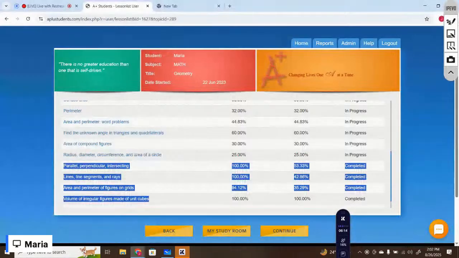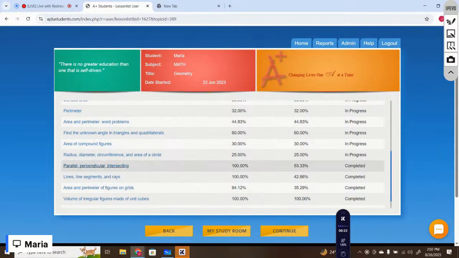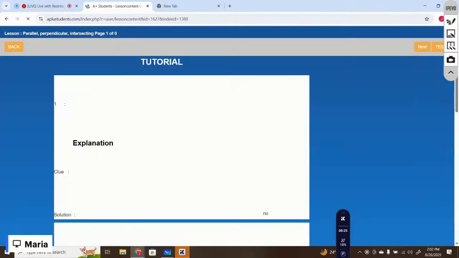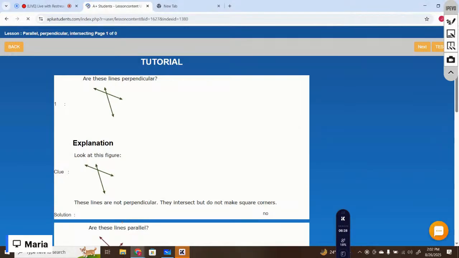Here I am on grade 5 math. The chapter we are on right now is geometry, parallel, perpendicular, and intersecting. Are these lines perpendicular? No, they are the intersecting lines, right? Let's just start with the test questions.